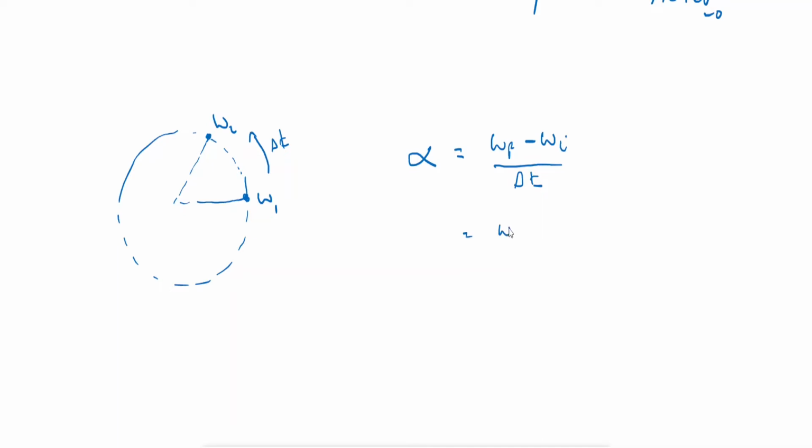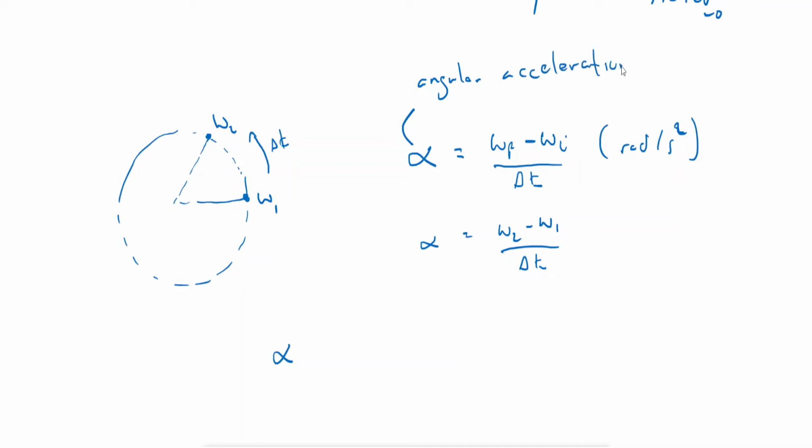And this is just, in this example, going to be that over the change in time. Now the units for this are radians per second squared. Okay, those are the units. Now, this is the angular acceleration, and if this angular acceleration is constant, we can do a couple of things.